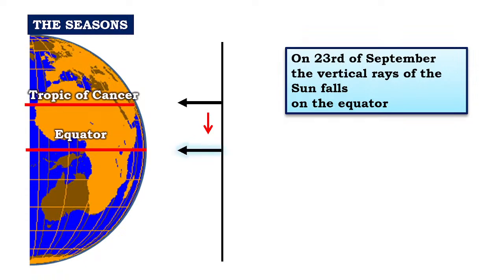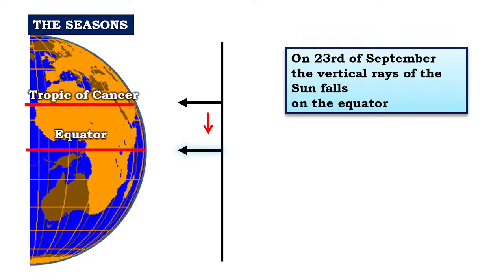But here they have mentioned a date. What is that date? 23rd September. So what is happening when the sun is coming down? Suppose this is the sun, this is the earth. The sun is coming down, and now the sun and the earth both are in the same line. So the sun rays are falling straight on what? On the equator. Remember one thing. Whenever the sun rays are falling straight on the equator, we will have equal day and equal night.